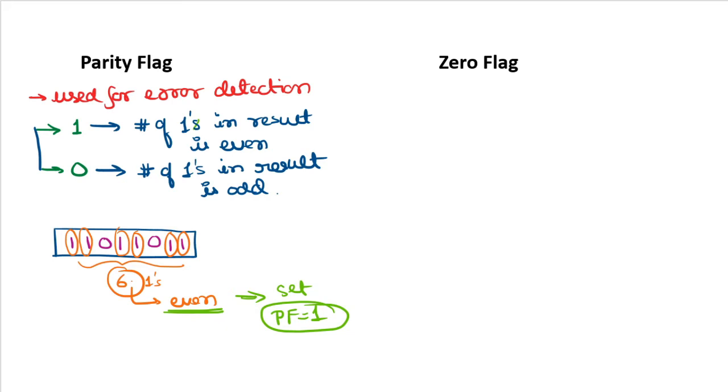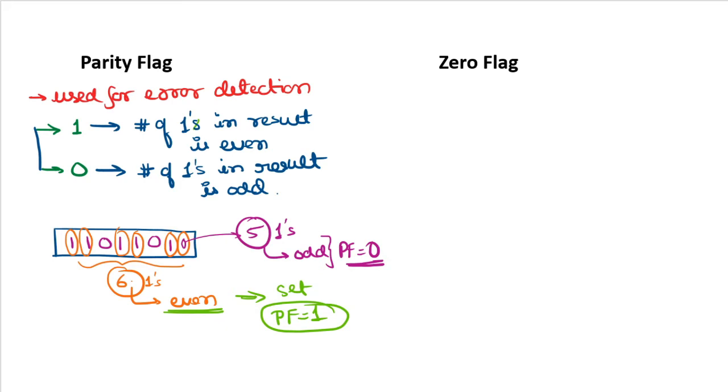Let's suppose in the same example, let's erase one bit here. Let's take this bit to be 0. In that case, now we have 5 ones, right? And 5 is odd, right? So now the parity flag will be 0, right?